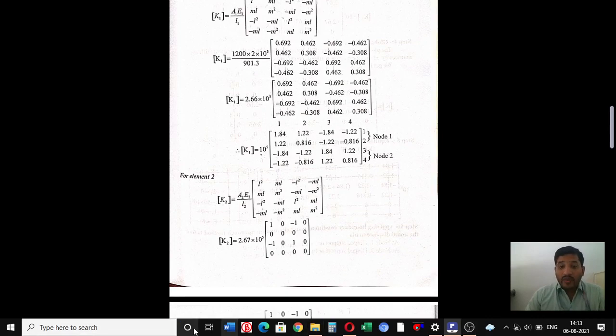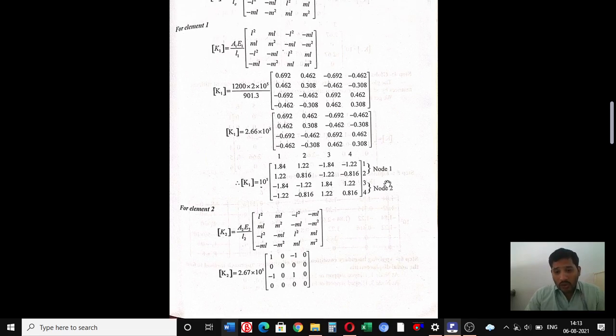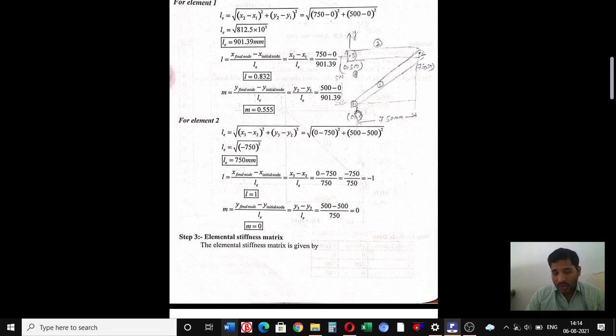Clear? After that, we need to represent first, second, third, fourth, because we have 4 columns. For that reason this is the first column, second column, third column, fourth column. But remember one thing: the first and second row, first and second column, we can say is node 1, and the third and fourth column we can say is node 2. If you join the first node to the second node, we are forming the first element.